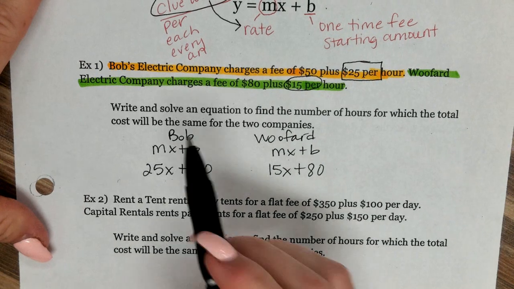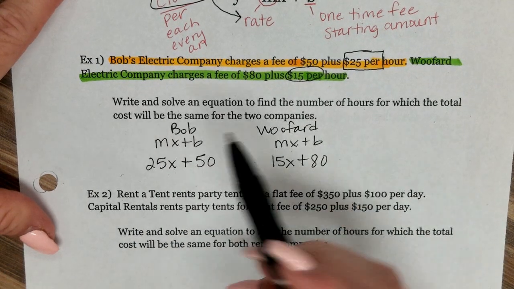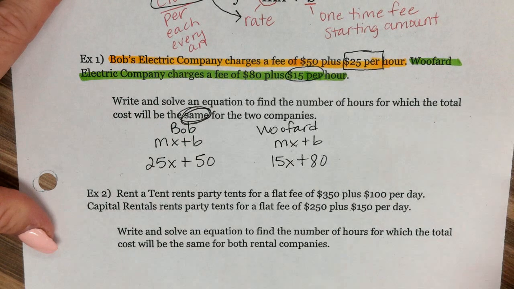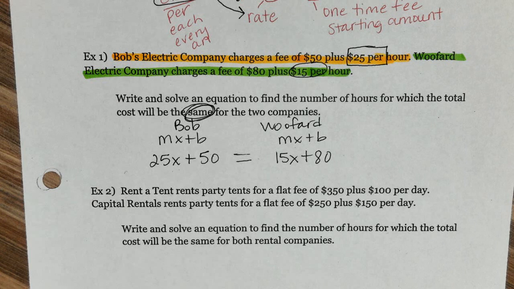Now all it says is write and solve an equation to find the number of hours for which the total cost will be the, what does same mean? Equal. Can I solve that in my calculator? Remember how to solve an equation? Where do we go? Y equals.